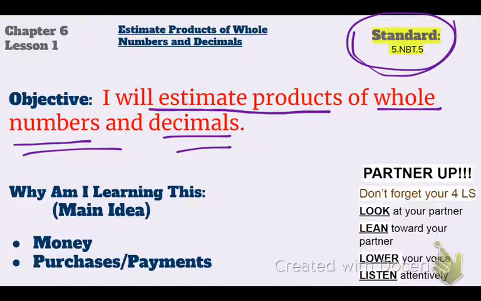Why, Mrs. Wallheit? What's the main idea? Why do I need to learn how to do this? Well, of course, with money and purchases or payments. When you have an amount of money that's not a whole dollar, like $3.56, and you're multiplying that by 12, it's nice to be able to estimate or round. Right? $3.56 is going to be pretty close to $4. So we can estimate that decimal so we can multiply in our mind. We want to be able to solve mentally and quickly so we can get a pretty close estimation to what we're needing to spend on an item.